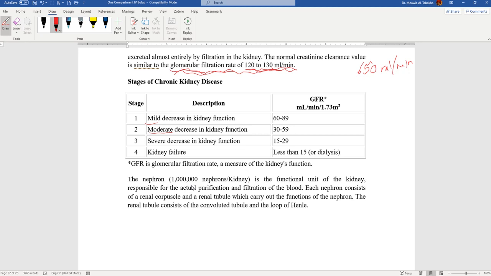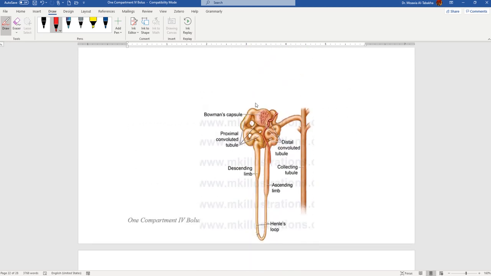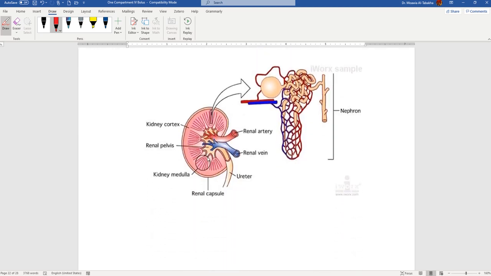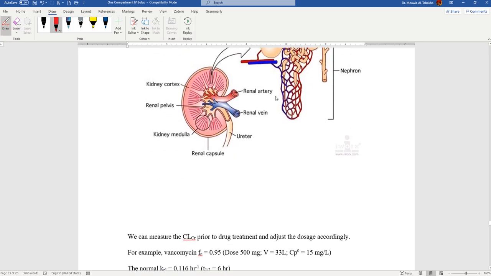Now in each kidney there are about 1 million nephrons, and the nephron is the functional unit, the basic unit responsible for the purification and filtration of the blood. We already talked about how the nephron looks like. This is the kidney, and the kidneys are used mainly to excrete the drug and metabolites as well.